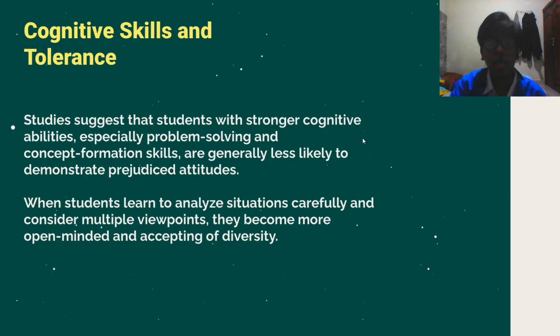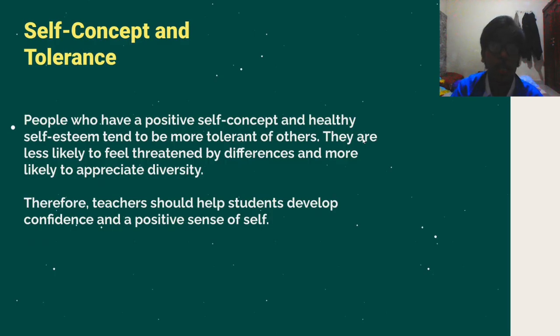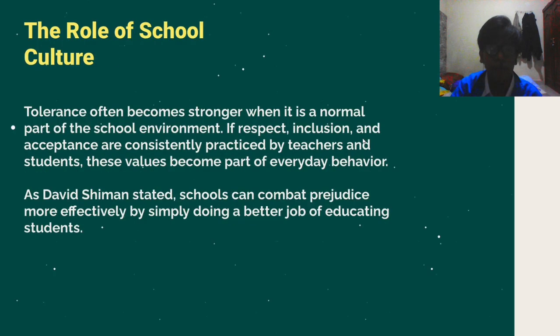Cognitive skills and tolerance. Studies suggest that students with stronger cognitive abilities, especially problem solving and concept formation skills, are generally less likely to demonstrate prejudiced attitudes. When students learn to analyze situations carefully and consider multiple viewpoints, they become more open minded and accepting of diversity. Self concepts and tolerance. People who have a positive self concept and healthy self esteem tend to be more tolerant of others. They are less likely to feel threatened by differences and more likely to appreciate diversity. Therefore, teachers should help students develop confidence and a positive sense of self.